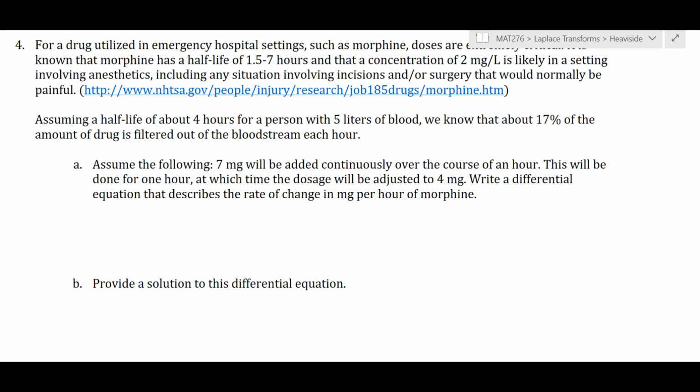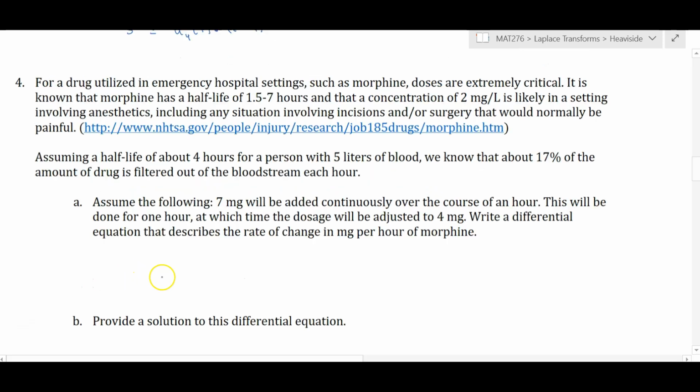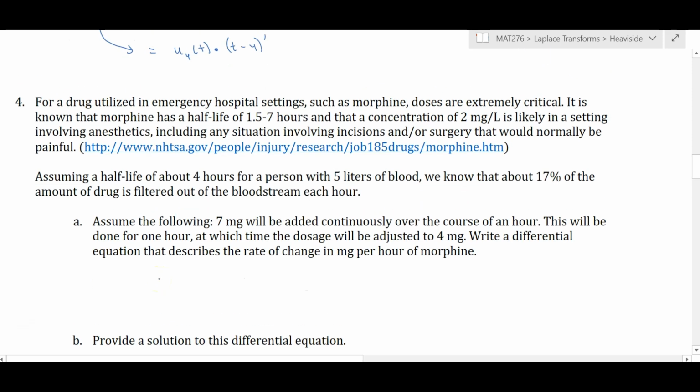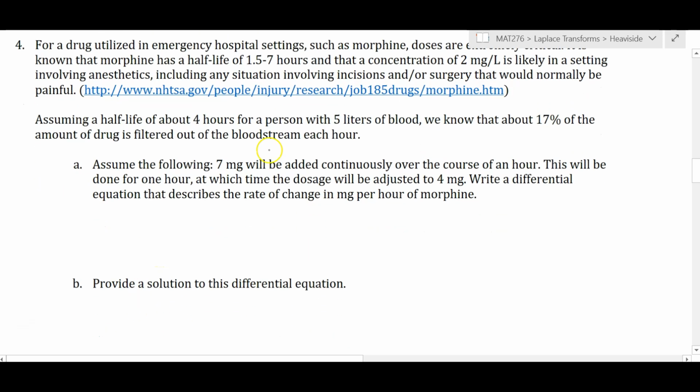We're going to take a look at an application of working with Heaviside functions in modeling differential equations. So this one, for a drug utilized in emergency hospital settings such as morphine, doses are extremely critical. It is known that morphine has a half-life of 1.5 to 7 hours and that a concentration of 2 milligrams per liter is likely in a setting involving anesthetics, including any situation involving incisions and/or surgery that would normally be painful. So there's a source for that.